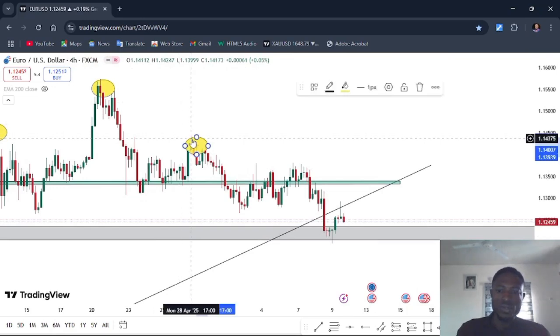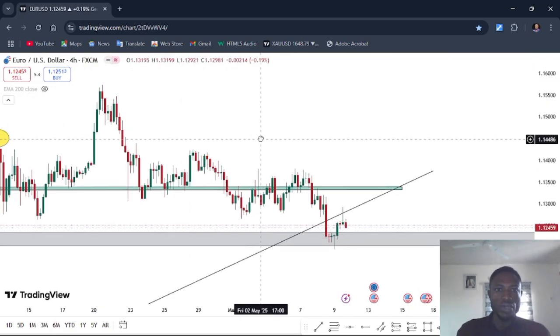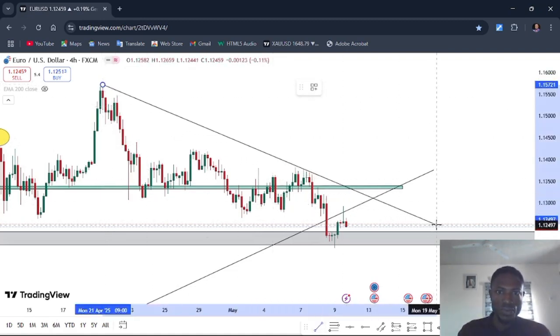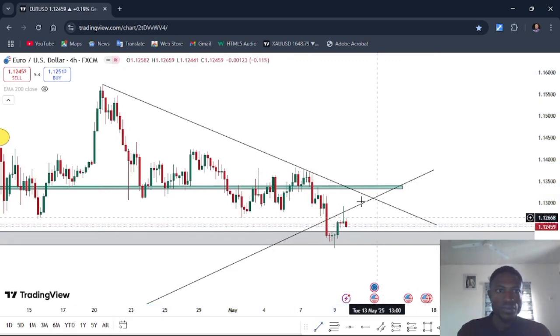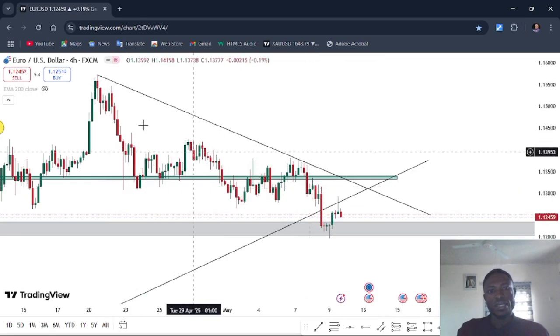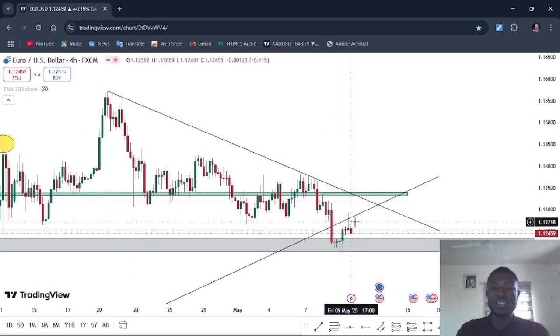Now let me delete all this. I don't like my chart being messy. If I draw a trend line on the 4-hour time frame like so, we can see that on the 4-hour time frame, this particular Euro USD wants to start heading down.